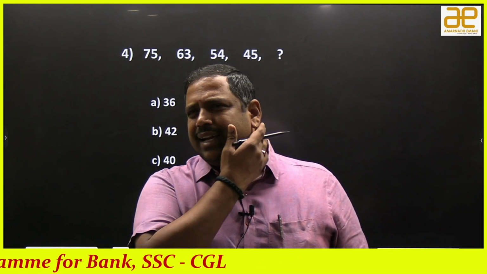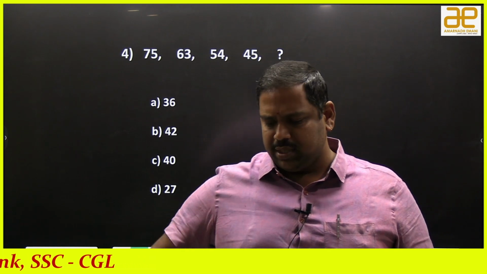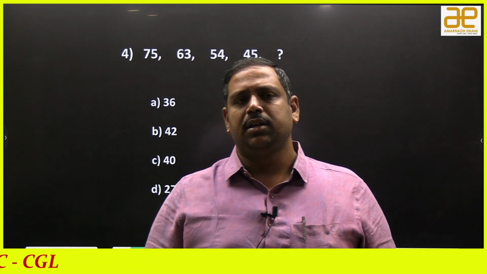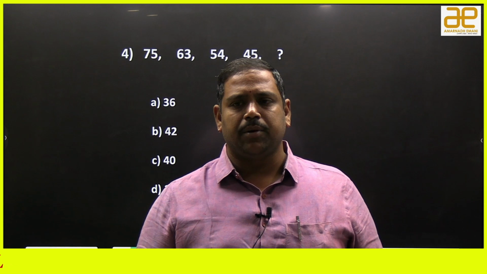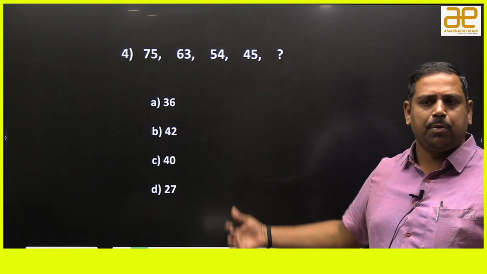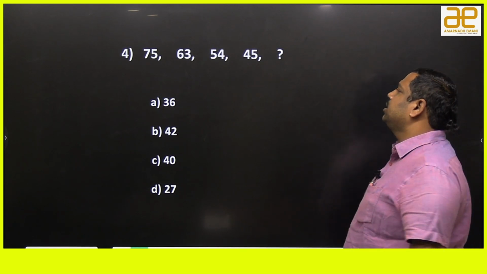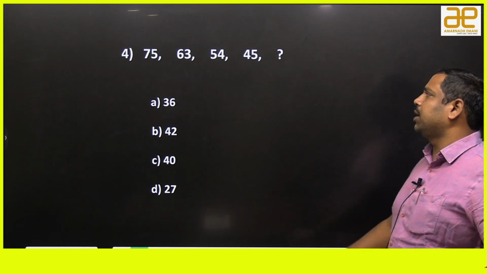So strange logic, in general, we will go with digit based logics. I am not saying that is the only logic, right? Digit based logics. This is what we have seen in the last session. Let's continue based on whatever I have explained. Go with the problems. Let's see the problem. 75, 63, 54, 45, question mark.